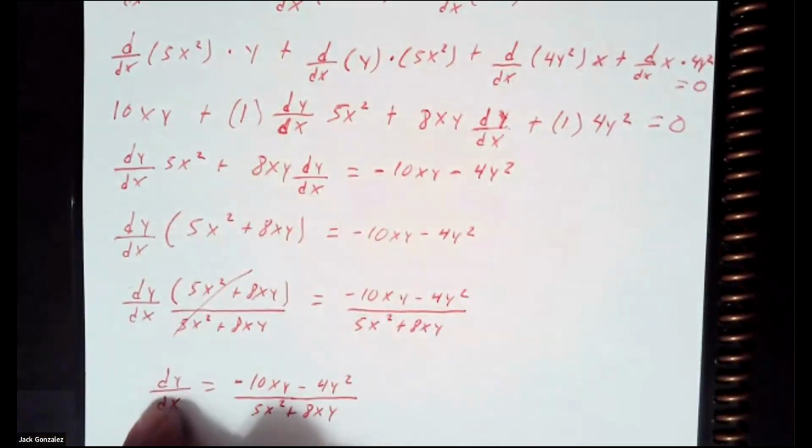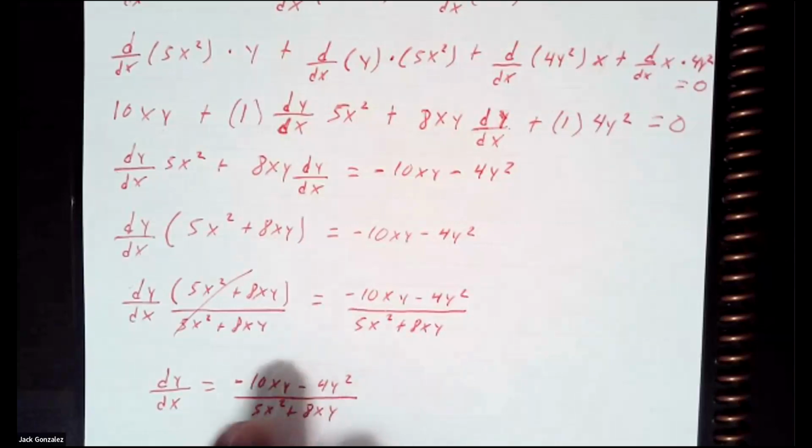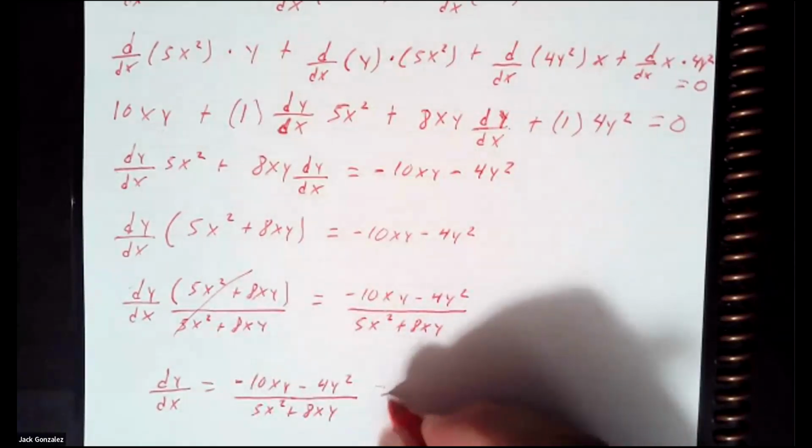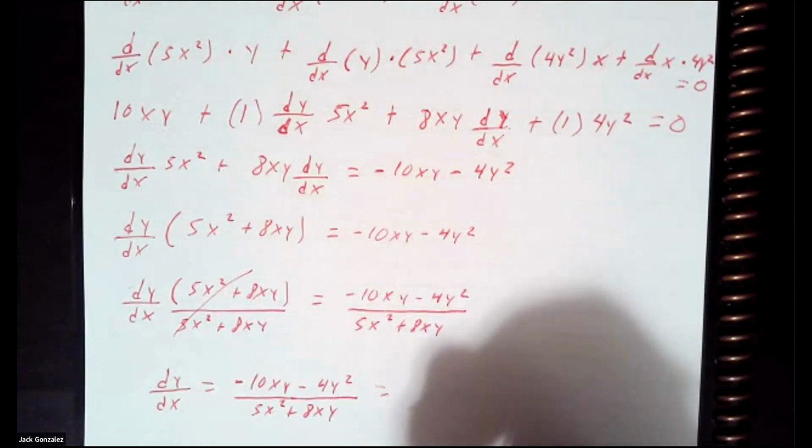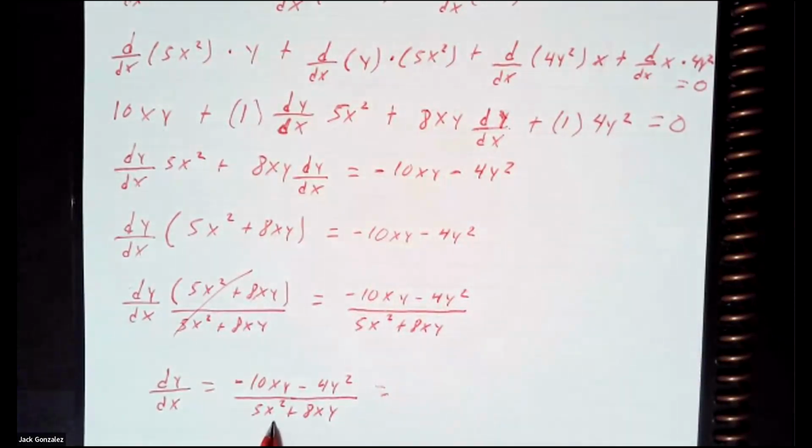So let's go ahead and do, let's see. Is that the final answer, Professor? Yeah, they want a dy/dx. So this is the derivative with respect to x. But you see how it's implicit? Technically we can reduce it, right? I forgot about that. Let me see. No, can't.